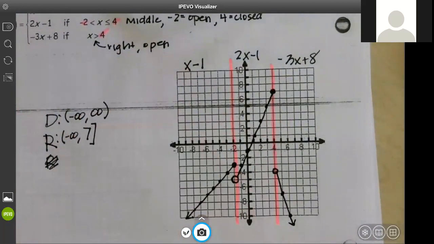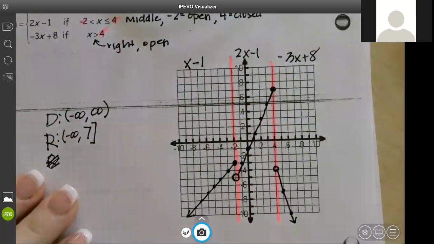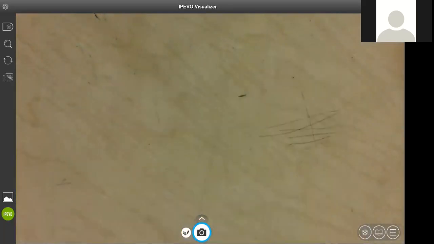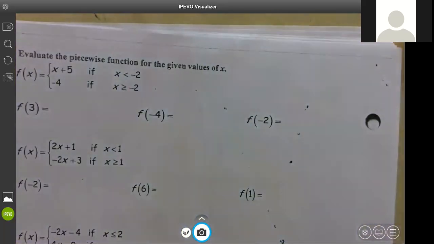Sorry, I don't know why I did the range first. I apologize. All right. Any questions on those? All right. So I'm going to skip the next two, and I'm going to go to your evaluating so that we can get done with these. I will stay on Zoom if you would like me to do 5 or 6 on these notes with you, but I don't want to waste too much time.